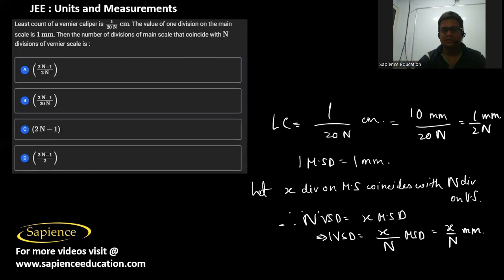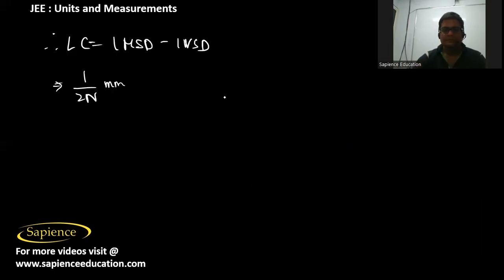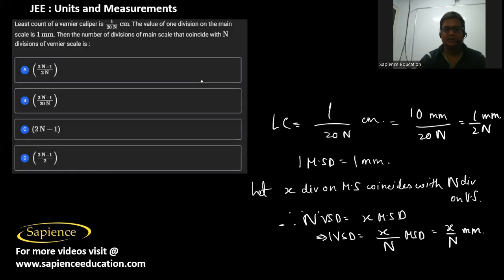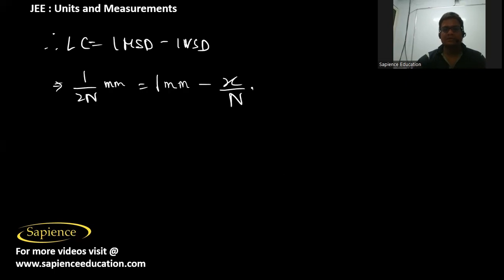So now, as we know, least count equals 1 main scale division minus 1 vernier scale division. So least count is 1 by 2n millimeter, that is equal to 1 main scale division, which is 1 millimeter, minus 1 vernier scale division, that is x by n millimeter. So I can say 1 by 2n is equal to 1 minus x by n. So we have to find out x.